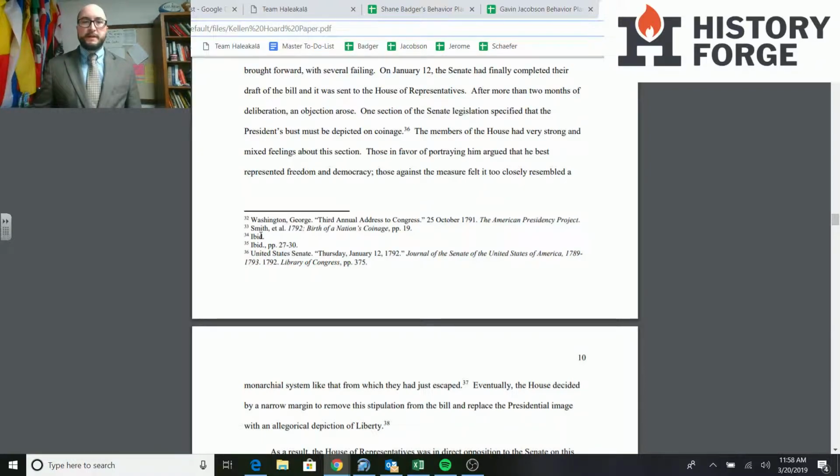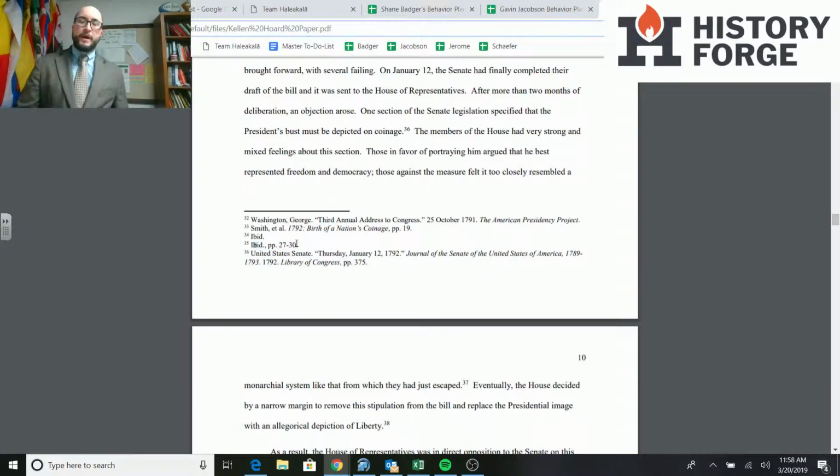Here's the deal, though. You can only do it if the footnote right before it is the exact same source. And in this case, this IBID means that it's the exact same footnote. Notice that this one says IBID 2, page 27 to 30. So this means that it is Smith, et al., 1792, Birth of a Nation, but the pages are different.